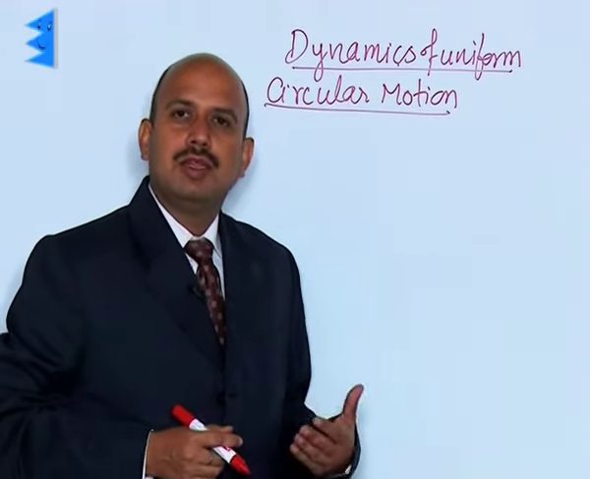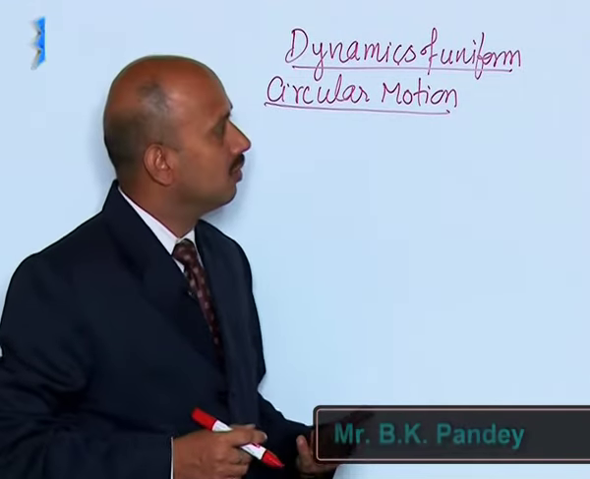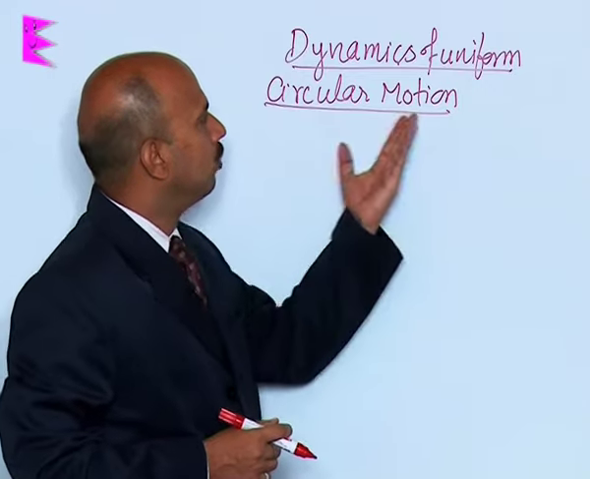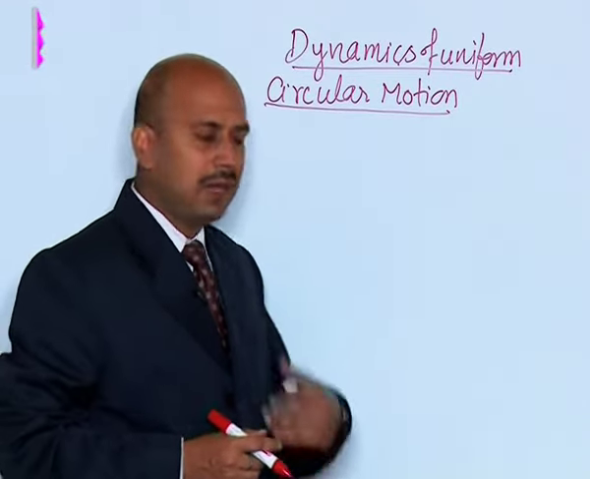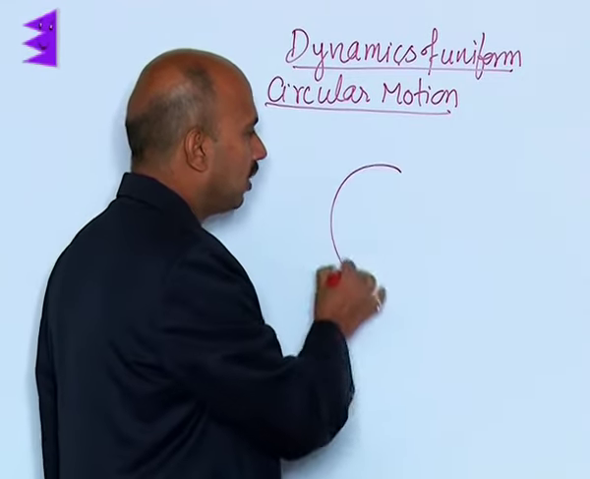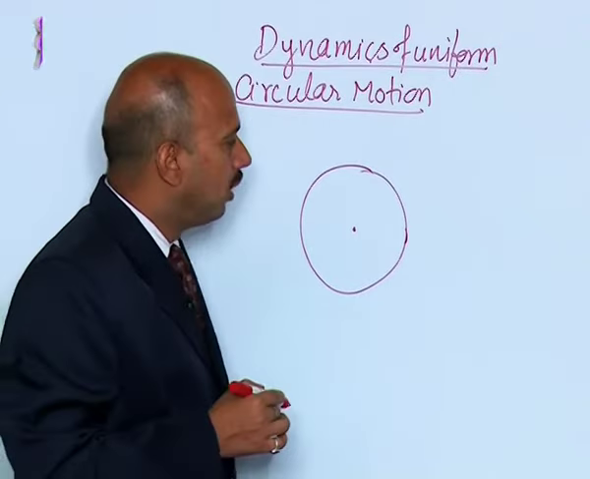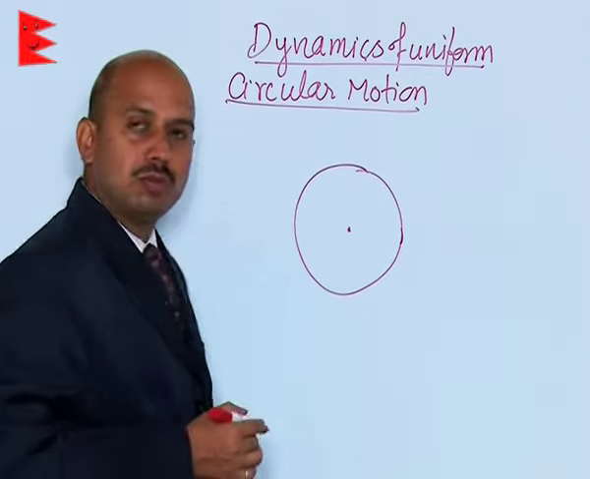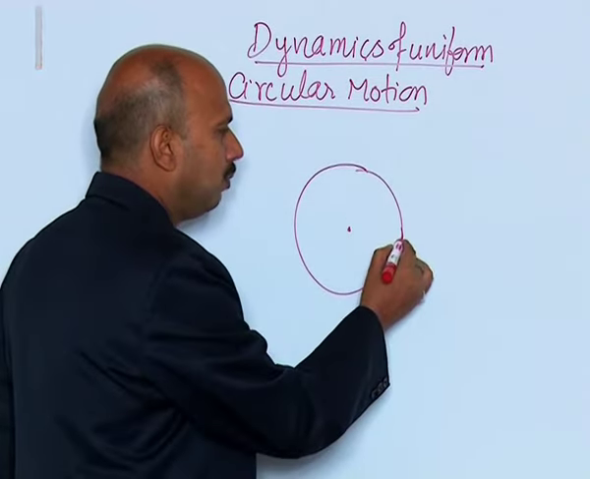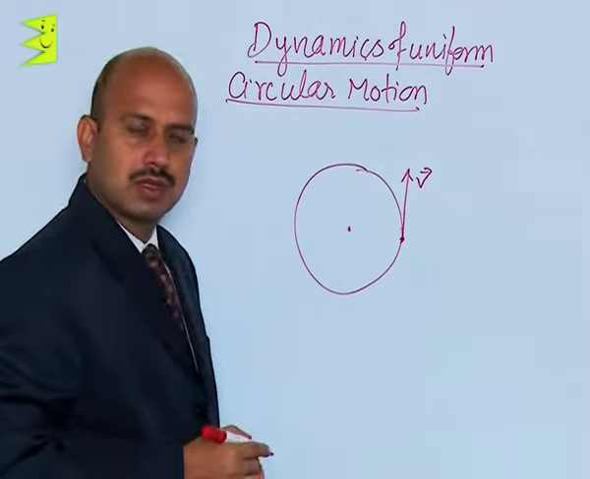Now see here, in Newton's laws of motion we have done the forces and frictional forces. Now we are going to do dynamics of uniform circular motion. Already we have discussed in motion in a plane, when the body moves in a circular path with a uniform speed, we say the body has uniform circular motion.